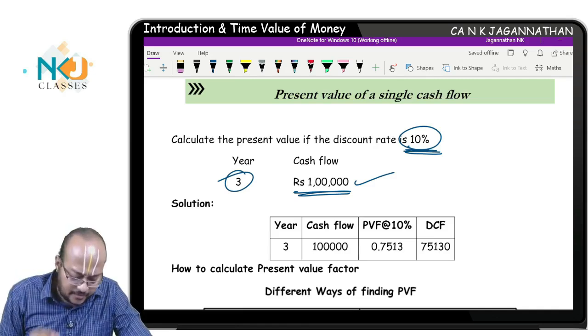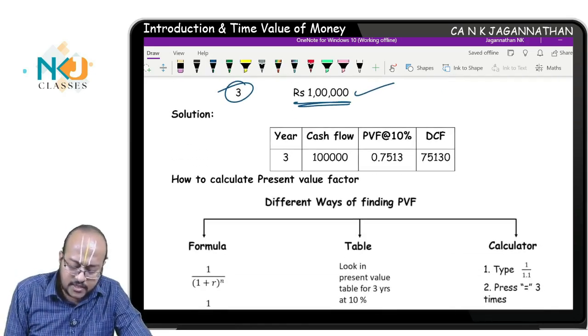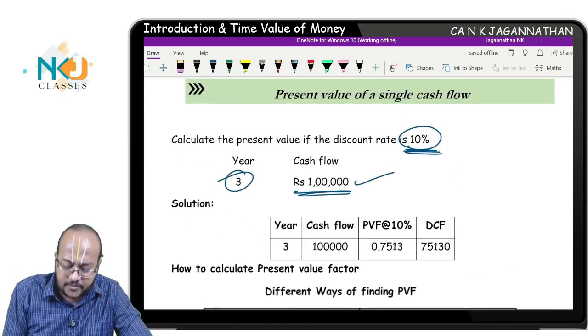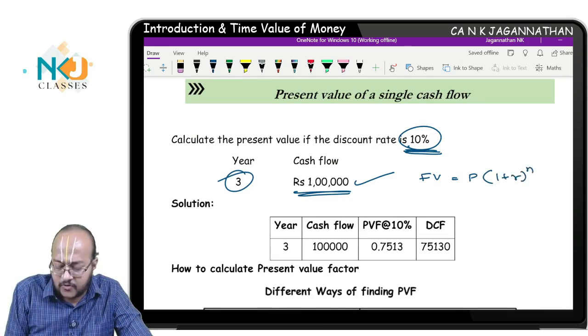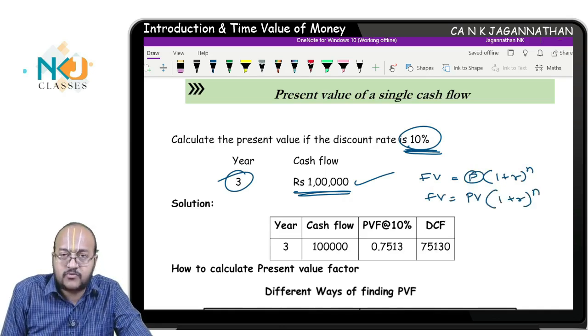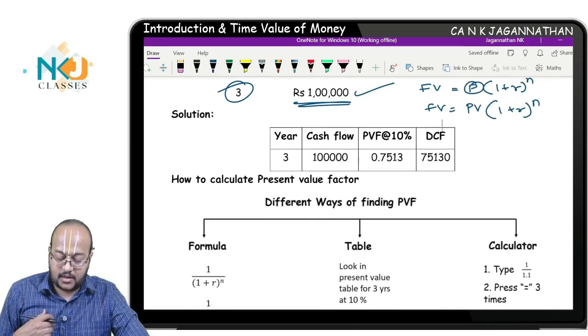Discount rate is 10%. How to compute this? Very simple. Present value factor for 10%. How will you compute? Everywhere you should use the same formula. Future value, or maturity value, which you have studied now, is principal into 1 plus r raised to the power n. Here principal is nothing but present value. So future value is equal to present value into 1 plus r raised to the power n.